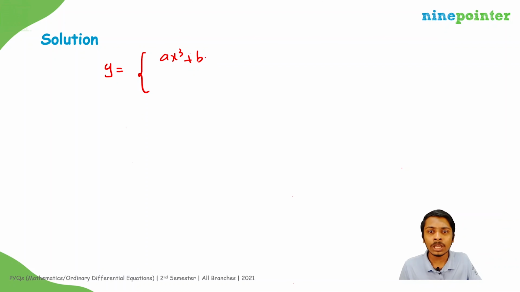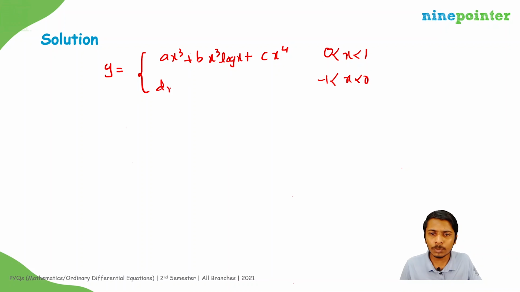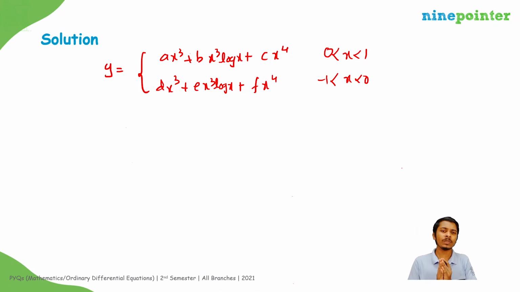a x cubed plus b x cubed log x plus c x raised to 4. This is true on the interval 0 to 1 with open 0. Okay, 0 is not included. Similarly, the same solution will work on the negative side also, but not on the point 0. Okay, so except the point 0 on the negative range, I use the same basis. That means I will use some new variables: d x cube plus e x cube log x plus f x raised to 4. Okay, so this is the general solution, but now we haven't defined this function on 0.